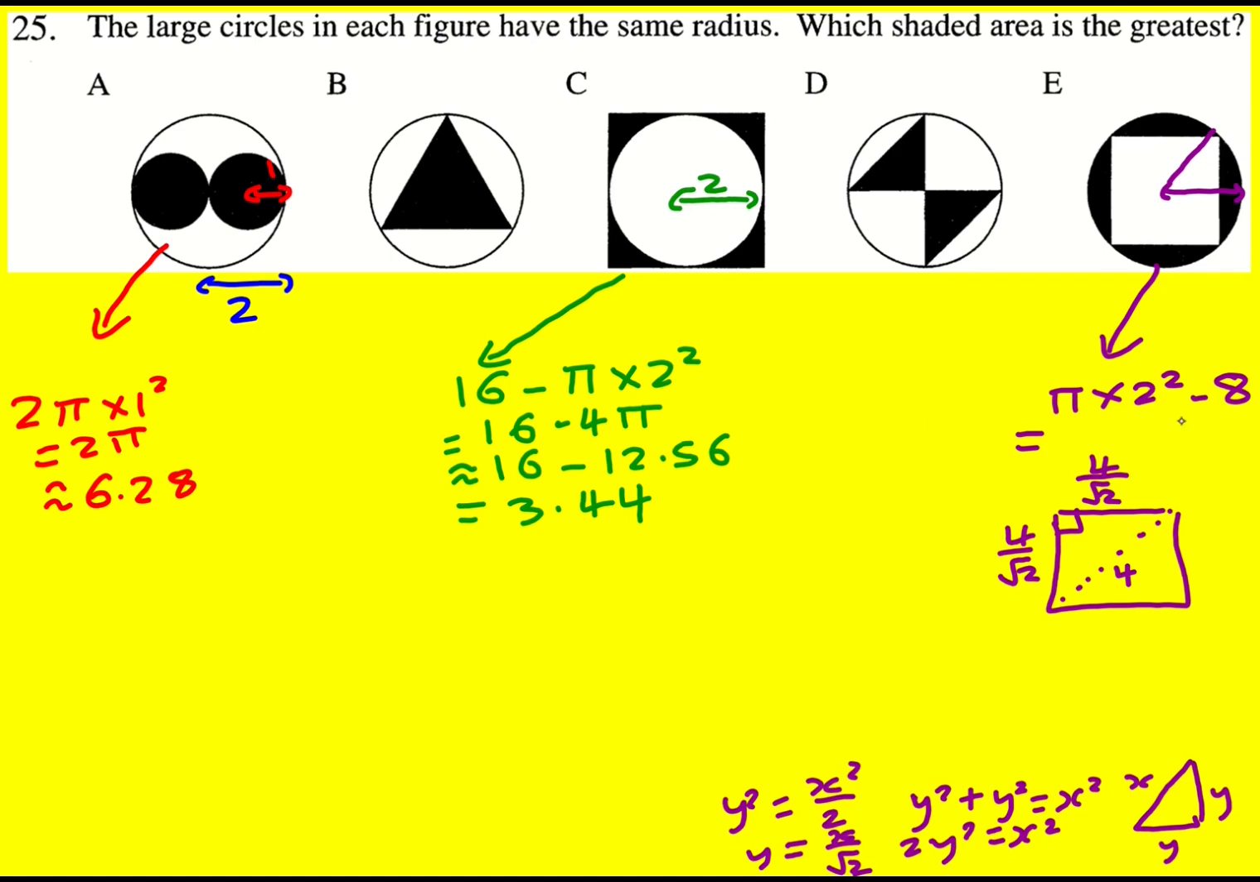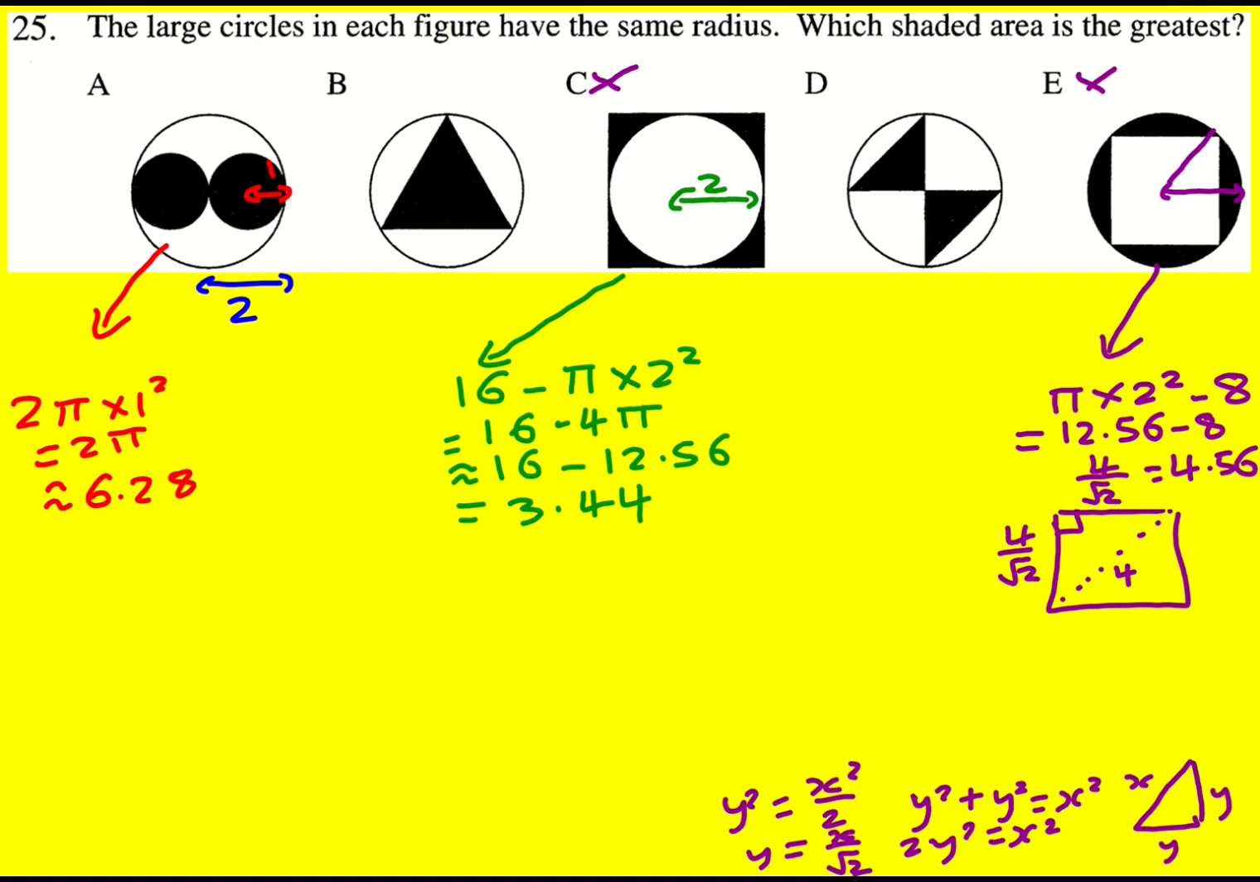So 4 pi, which we calculated before, is 12.56 minus 8. And that is going to get me to 4.56. Okay, so we can see that E is not the answer and C is not the answer. A is winning at the moment.